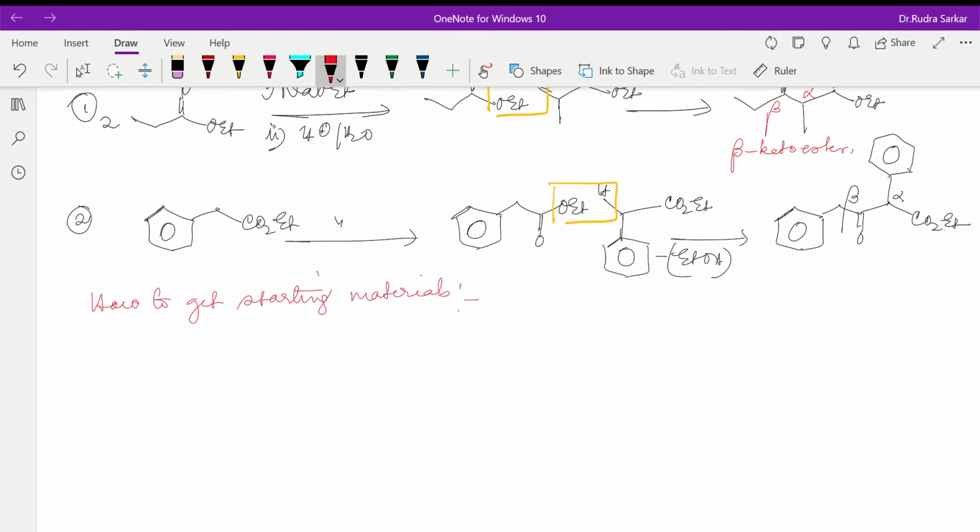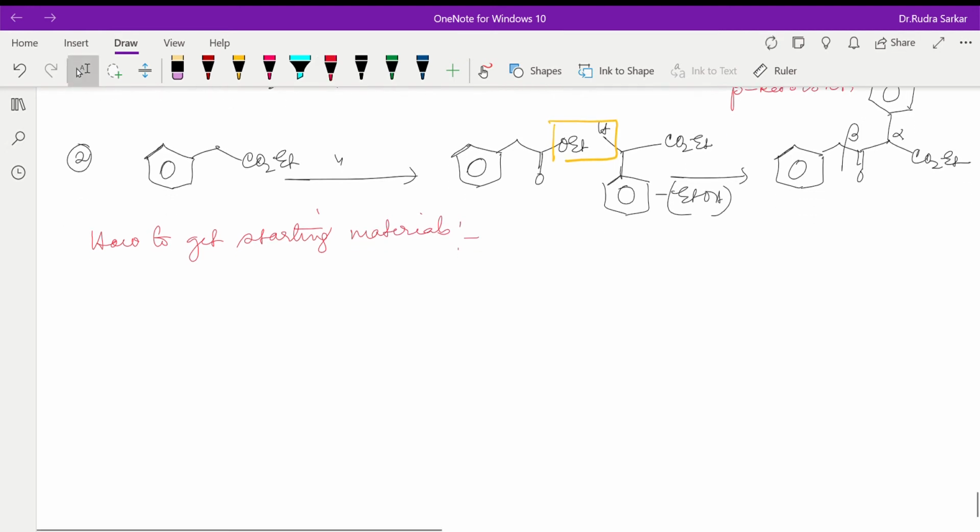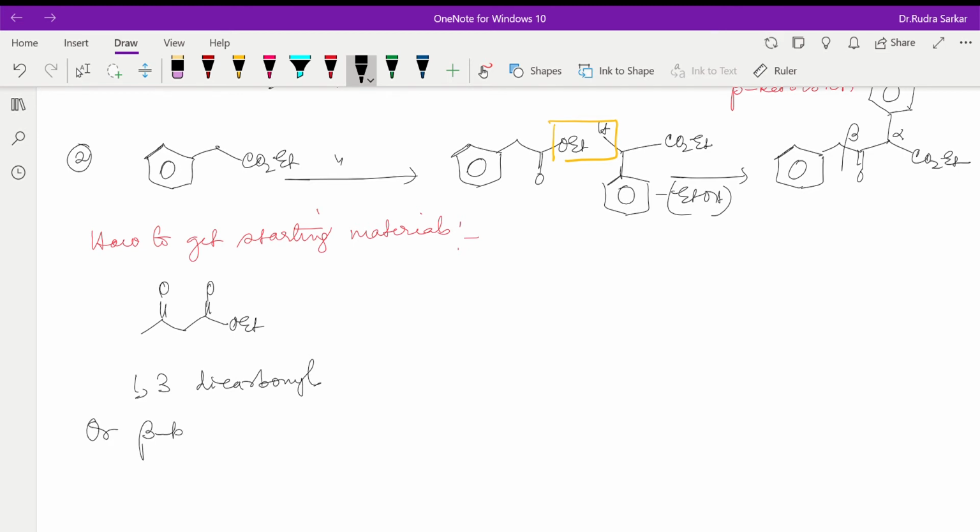Okay, now suppose you have been given... so this is basically, as I said, a 1,3 dicarbonyl, or you can say beta keto ester, right? So how to know what was the starting material of any beta keto ester?